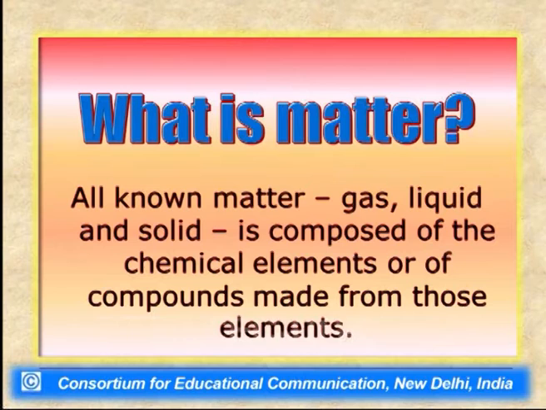Now, the fact of matter is that all matter which we see around, every aspect of each and every product which occupies volume and has mass, basically can be classified as matter. So it means every object around us is made up of matter. And we all know that matter has three physical states in which it aggregates, that is liquids, gases and solids. And it is important to note that matter is composed of chemical elements or of compounds made from those elements.